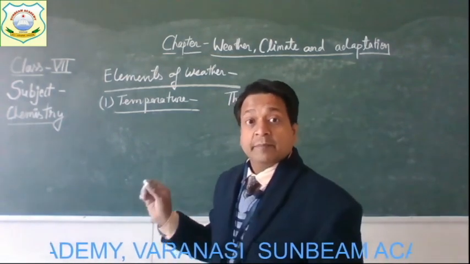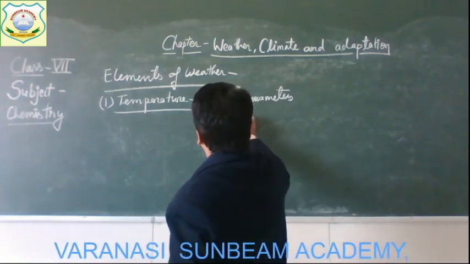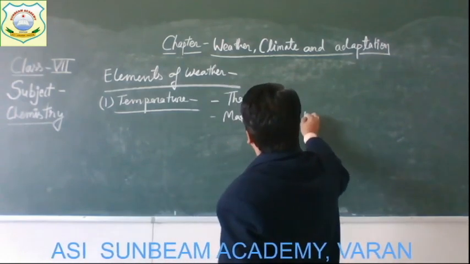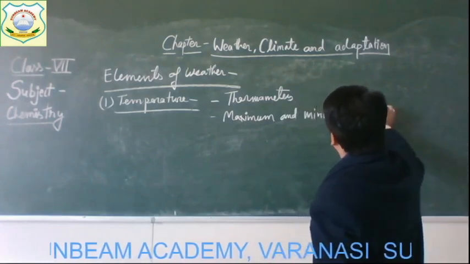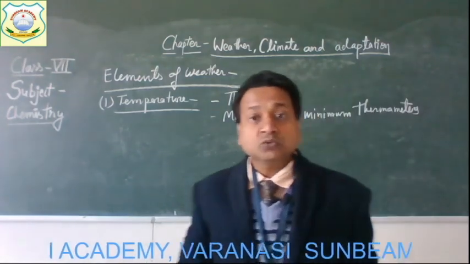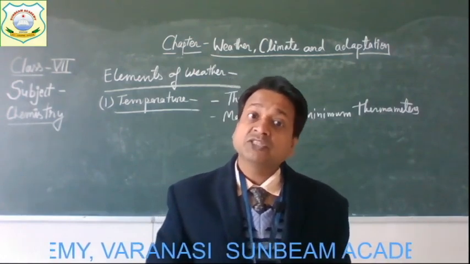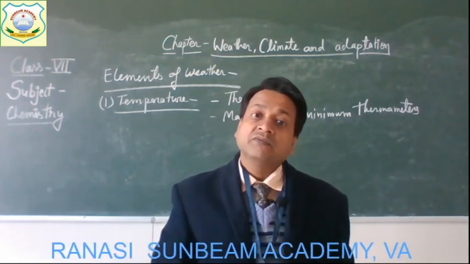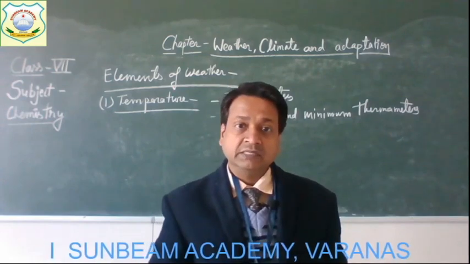And for measuring maximum and minimum temperature, we use maximum and minimum thermometers. So these are the two kinds of thermometers. The one is the common thermometer, by which temperature is measured, and for measuring maximum and minimum temperature we use the other kind of thermometer, which is known as the maximum and minimum thermometer.